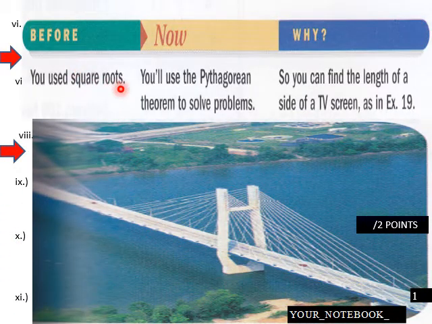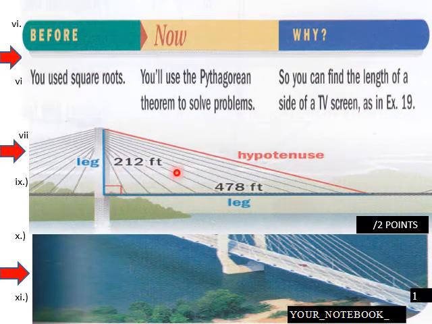You've used square roots. You'll use the Pythagorean Theorem to solve problems. So we have the situation here. We have a triangle here. In case you don't know yet, this is a leg, this is a leg. This is a right triangle. This is a 90-degree angle here. And then this is what's called the hypotenuse, which is the longest side of a triangle.